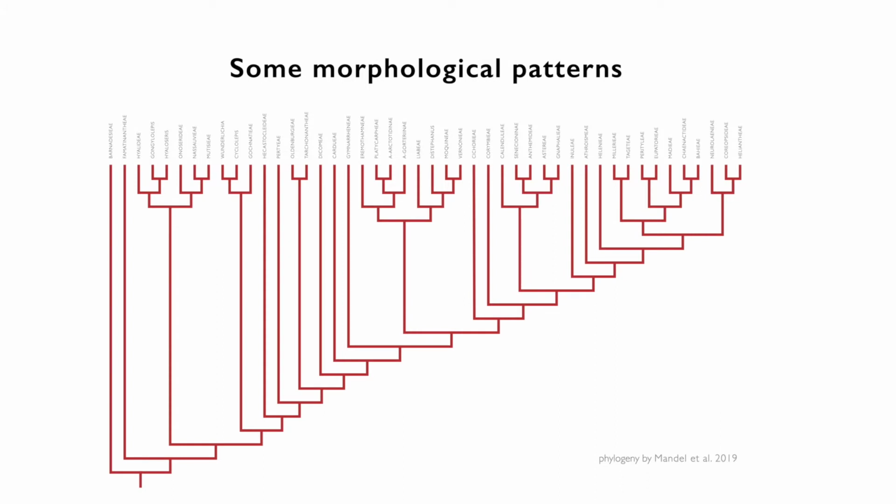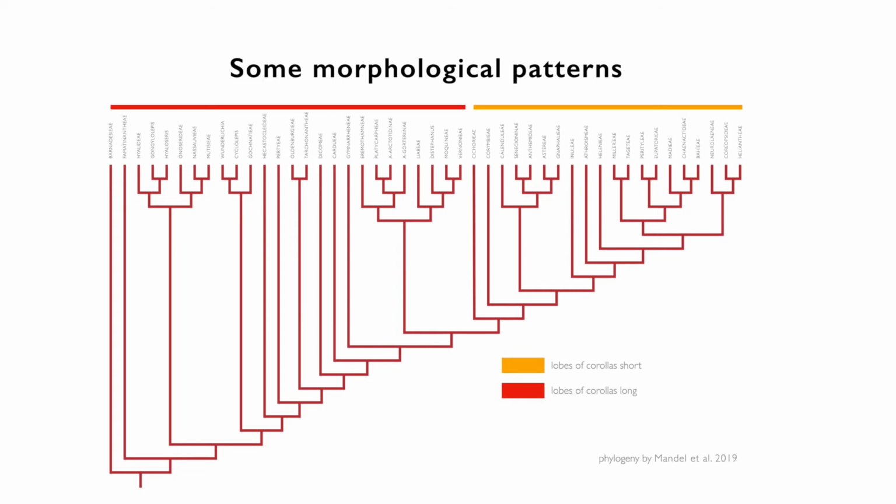If we look at the phylogeny by Mandel et al. from 2019, we can see on the tree some interesting morphological patterns with a few major characters. For instance, if we look at the length of the corolla lobes, that is the part of the petals that are free at the apex of the corolla, we will notice that an important group of the family that is called the Asteroideae subfamily has those lobes short. And in most of the rest of the family we will see the lobes of the corolla being long.